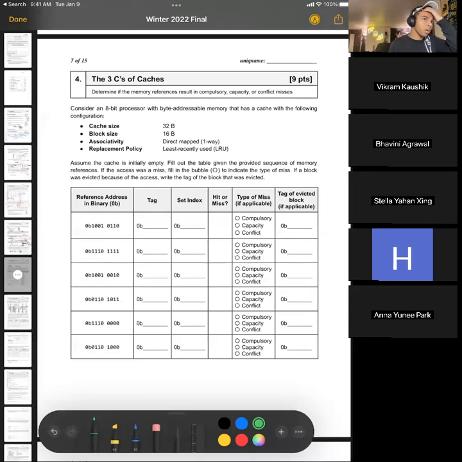So this is question 4 of the Winter 22 final exam walkthrough. This question is all about caches and identifying the differences between the types of cache misses.